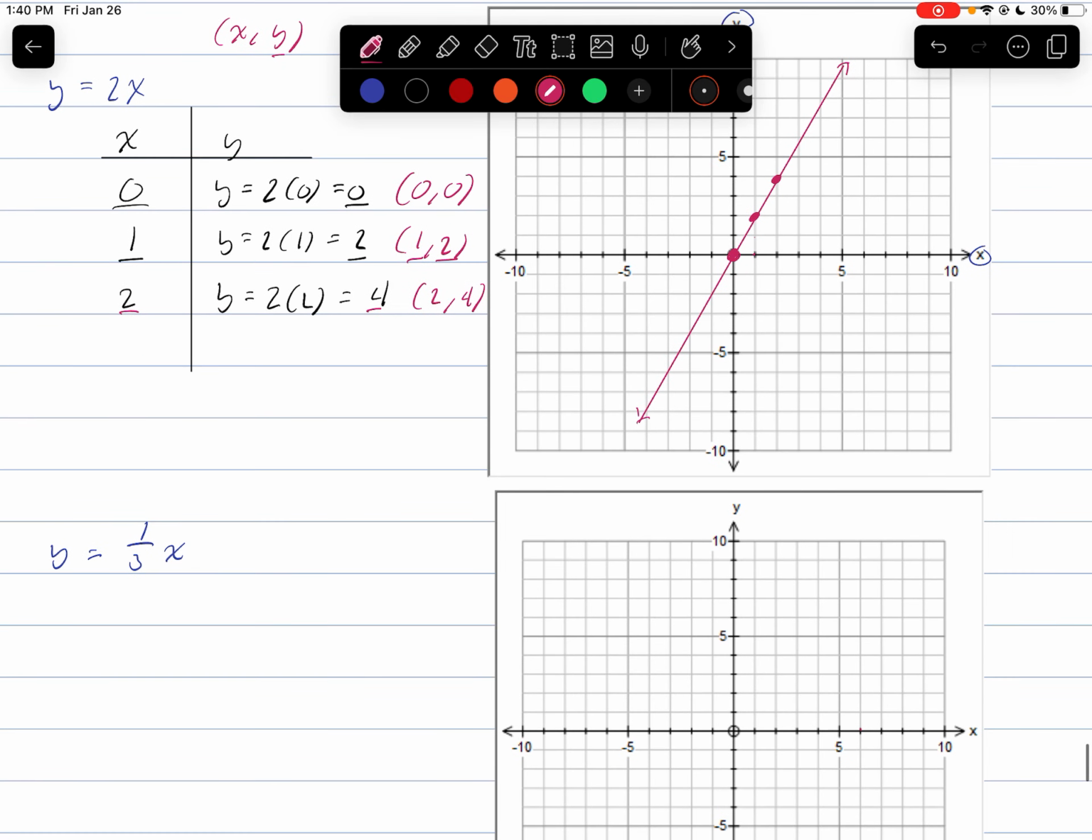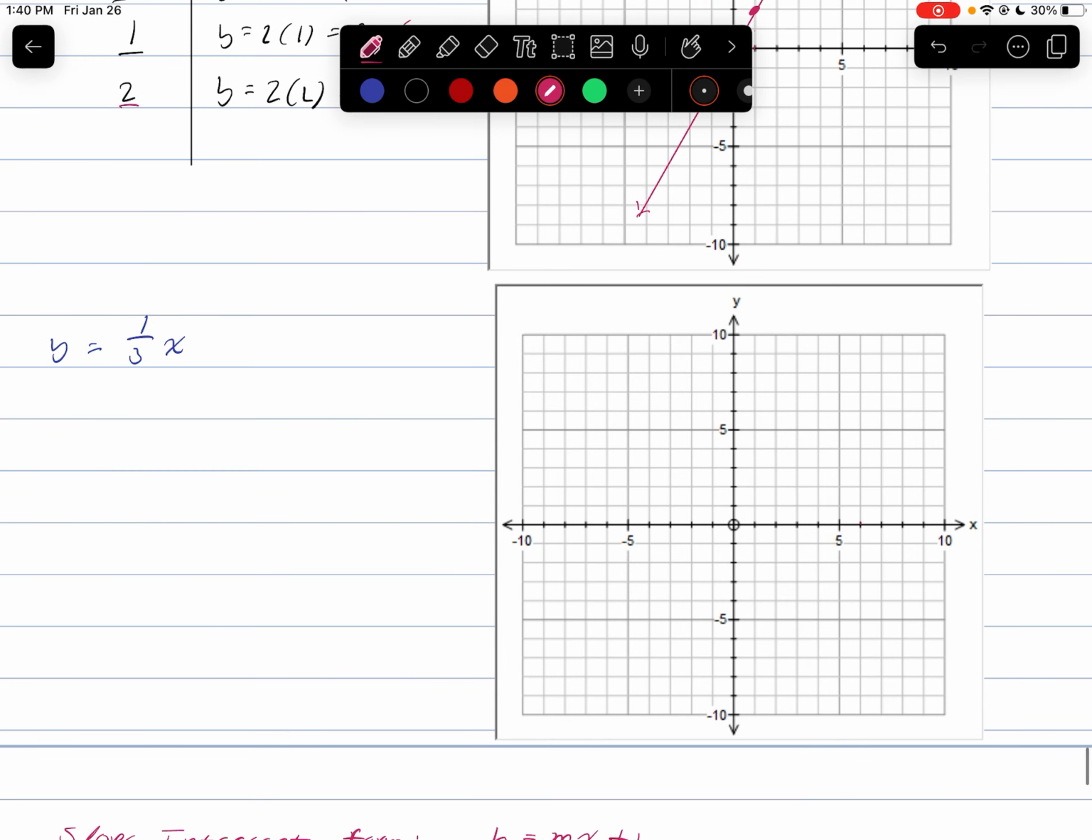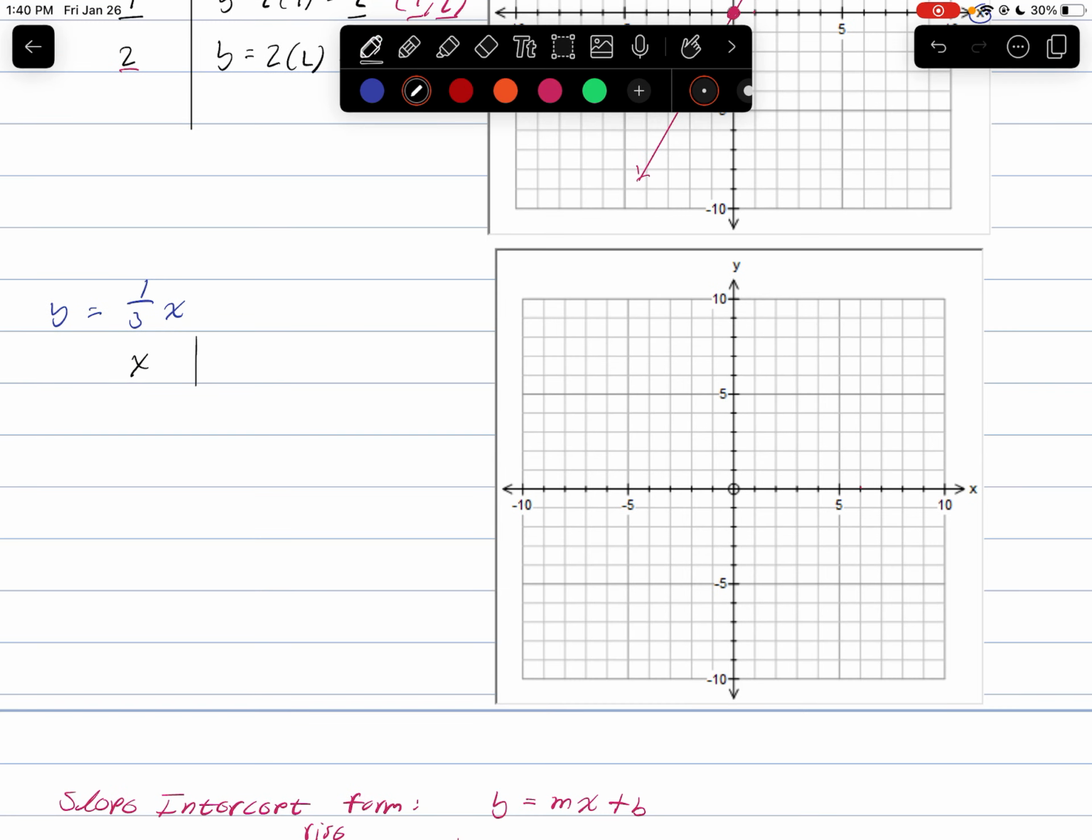Okay? Let's try another one. Here we have y equals 1/3 x. Okay? So let's make our table. We have x. We have y. Let's start with 0. It's always a good place to start. So we'll have y equals 1/3 times 0, which is 0. So our x value is 0, our y value is 0, so we have the point (0, 0). And we would again fill in the center here.